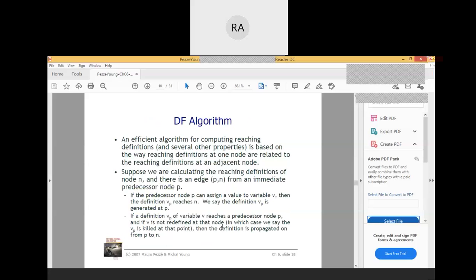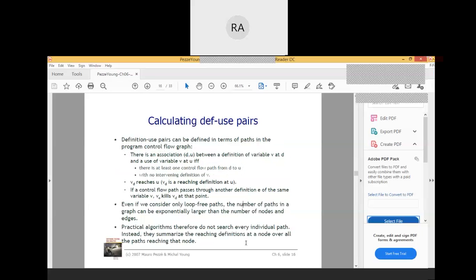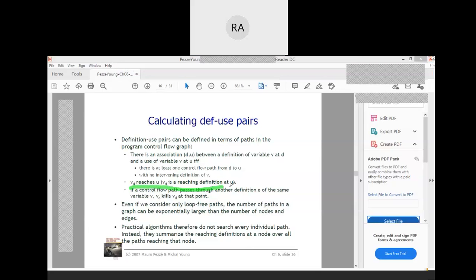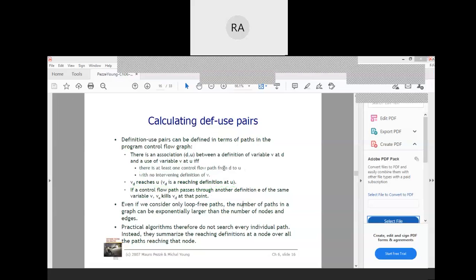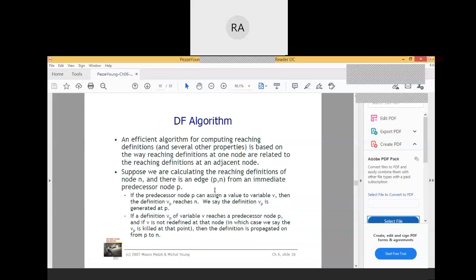After that, we have something called the DF algorithm. In short, I can call it the definition data flow algorithm. Why do we have to use the DF algorithm? Basically, it is an efficient algorithm for computing reaching definitions. What do you mean by reaching definition? We have seen over here, if there is a path from definition to use, then that particular VD is called a reaching definition at U. And we make use of the DF algorithm, the data flow algorithm, to compute reaching definitions.